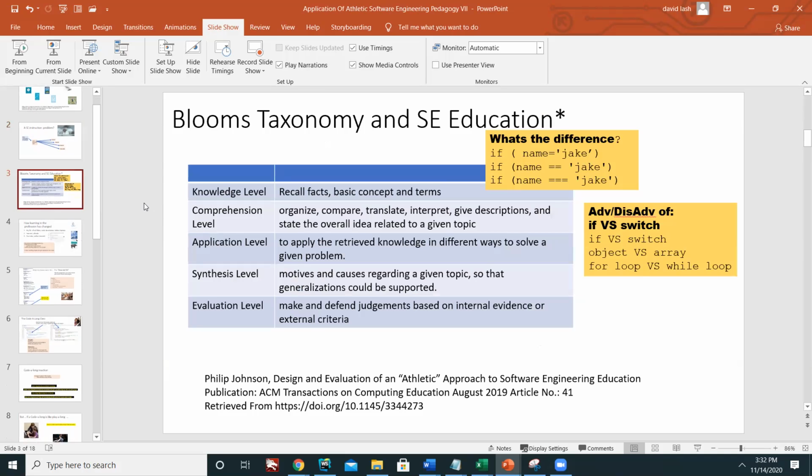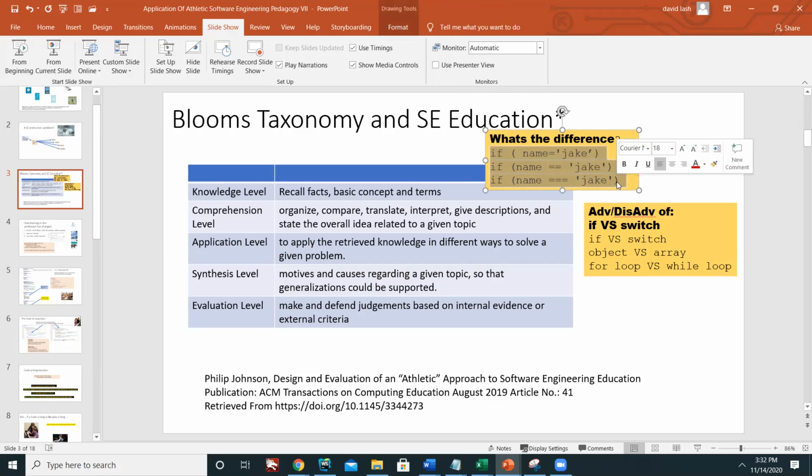Because from a taxonomy viewpoint, and this is from Philip Johnson's paper, where he applies Bloom's taxonomy specifically to software engineering, we operate a lot at the knowledge level, which is really trying to understand the exact syntax and the difference between those three statements. Students just need to know the difference between equal, equal, equal, and equal, equal, equal. And they mean something very dramatic. If they don't know, they can't solve problems.